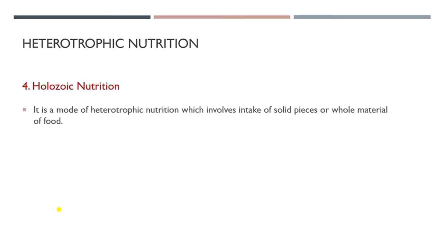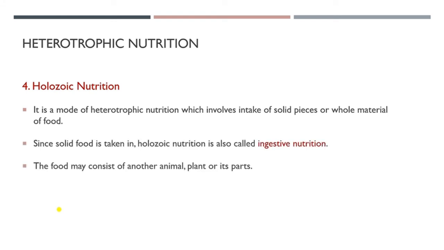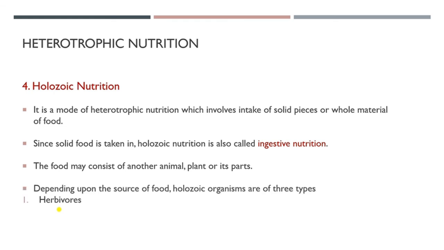Holozoic nutrition. It is another mode of nutrition which involves intake of solid pieces or whole material of food. Since solid food is taken in, holozoic nutrition is also called ingestive nutrition. The food consists of another animal or plant or its parts. Depending upon the source of food, holozoic organisms are of three types. One is herbivores, second carnivores, third omnivores.